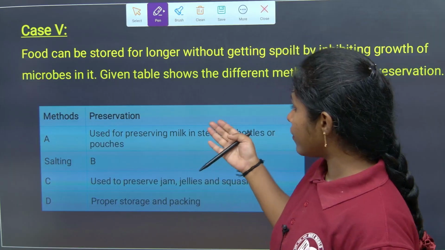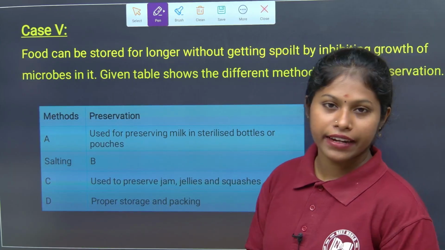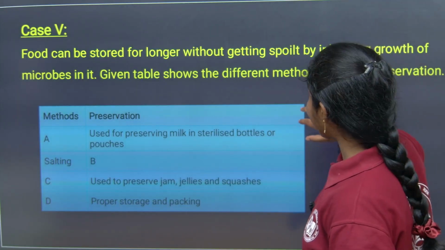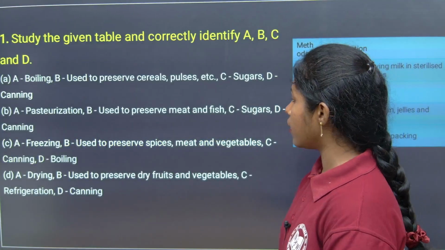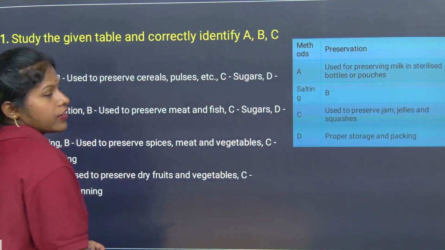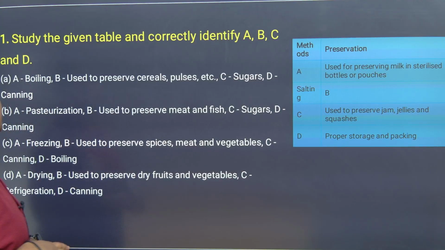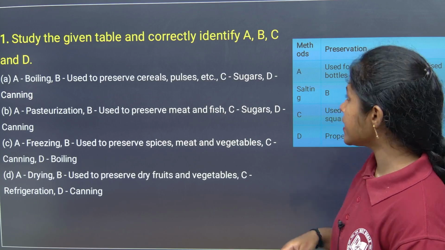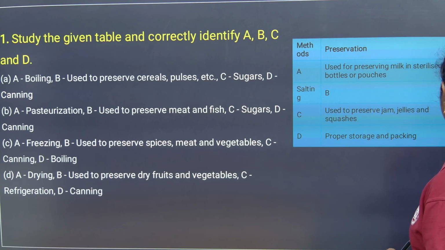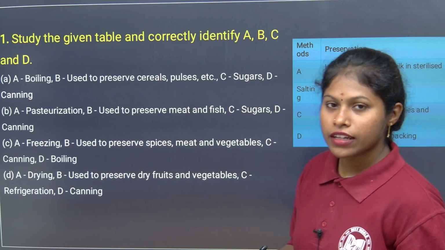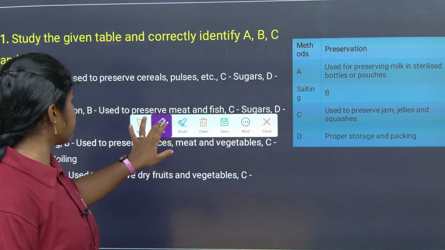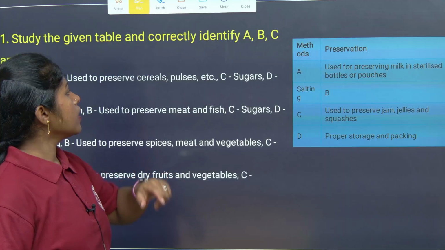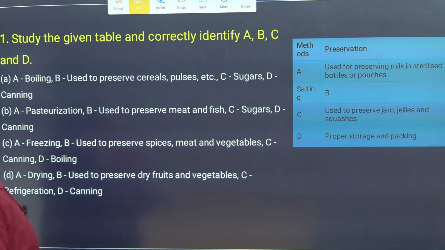Here we have identified A, B, C and D, right. So let's see the first question. Some of you answered quite well, children. Study the given table and correctly identify A, B, C and D. This we already discussed at the question itself, right. What is A, children? Here it is the pasteurization method.